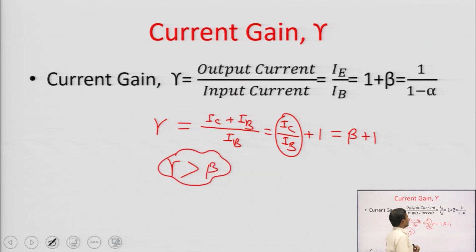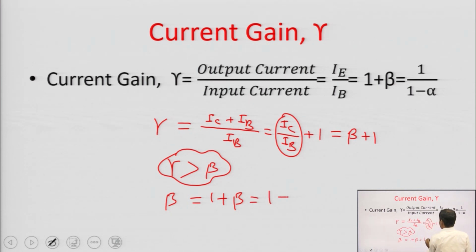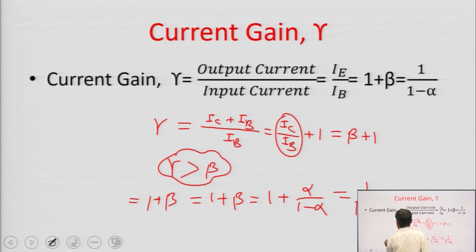Now, we can also write the value of gamma in terms of alpha. Gamma is equal to 1 plus beta, and beta is written as alpha upon 1 minus alpha. This means gamma is equal to 1 upon 1 minus alpha. So the relation between gamma and alpha is gamma equals 1 upon 1 minus alpha.